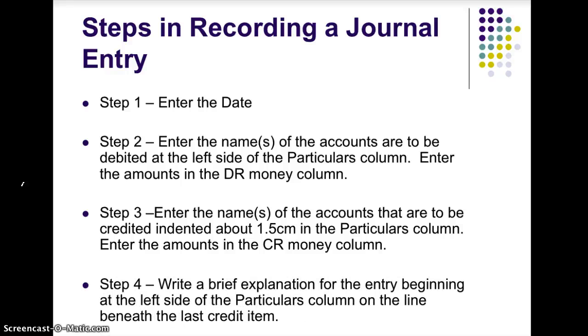For step 4, for every journalizing transaction, we need to give an explanation of what was happening. So if there was a check, we have to give the check number and give the particulars of why we received this check.